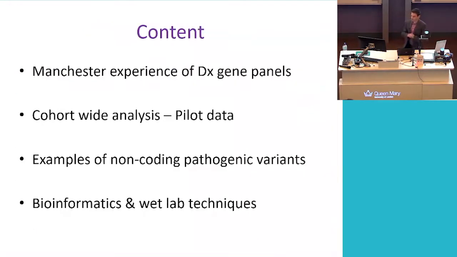So what I'm going to talk about is our experience in Manchester of dealing with diagnostic gene panels, some of the lessons that we've learned from dealing with these big cohorts of individuals for rare disease, and how we've applied these things to the GEL data. In particular, how we've looked at a type of cohort-wide analysis for the pilot data that's come through GEL, give you some examples of this analysis and how we've identified disease-causing non-coding variants, and in the process talk about some of the bioinformatic and wet lab strategies that we've had to develop and apply to achieve this.